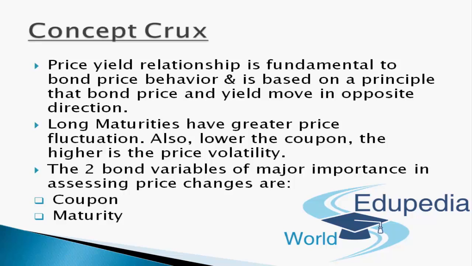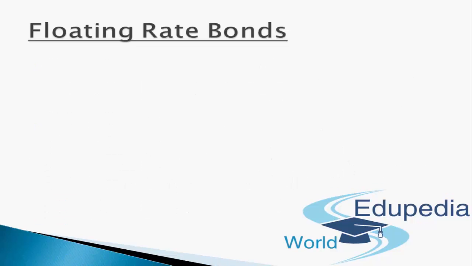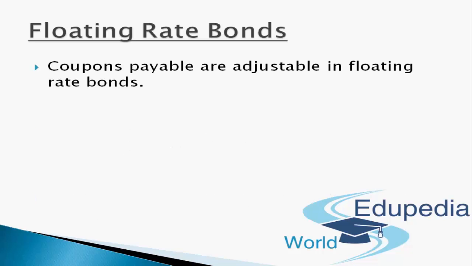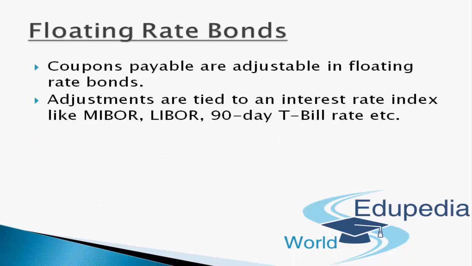Now let's jump on to another topic of our today, and that is floating rate bonds. Coupons payable are adjustable in floating rate bonds. Adjustments are tied to an interest rate index like MIBOR. MIBOR is the Mumbai interbank offered rate, and LIBOR is the London based index rate, or the 90-day treasury bill rate, etc. Most of these depend upon the interest rate indexes of different countries or the 90-day T-bill rate.